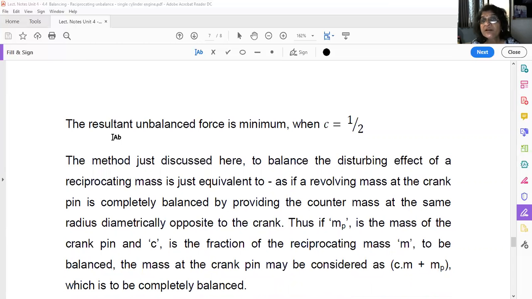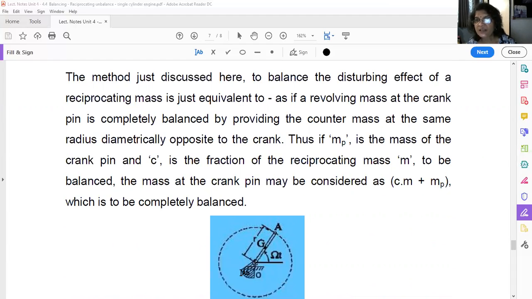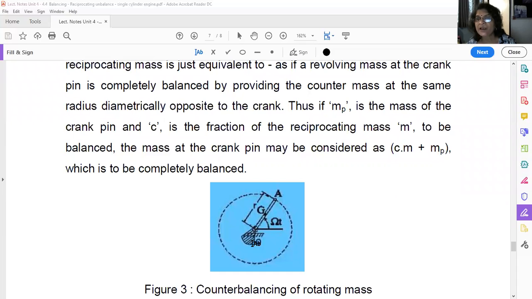The method just discussed to balance the disturbing effect of a reciprocating mass is equivalent to the revolving mass at the crank pin being completely balanced by providing a counter mass at the same radius, diametrically opposite to the crank. We have seen the same thing like this at the counter mass. If you have seen an engine crank, you might have seen a shape like this. So what does this provide? This is nothing but the counter mass attached at the other end of the crank.